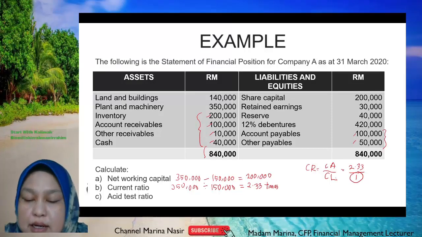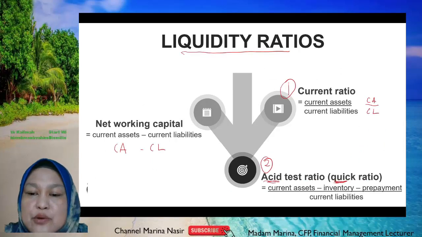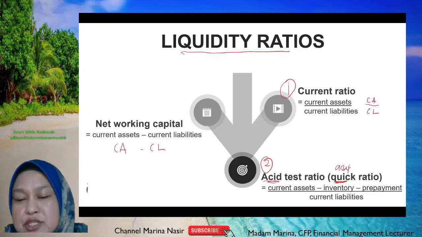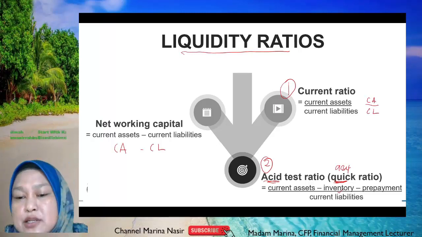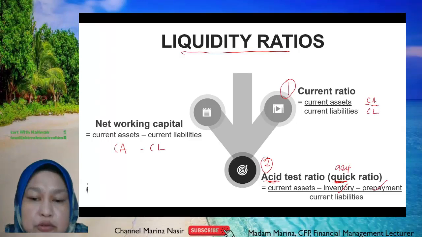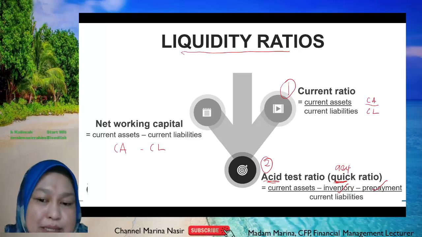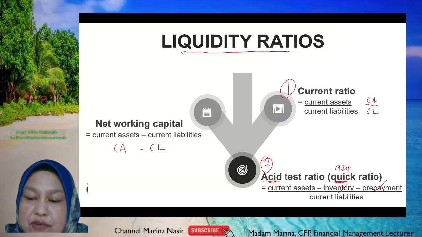How about acid test ratio or quick ratio? What is the formula? Acid means quick. Quick ratio means we only measure the quick asset. What is the quick asset? Only cash, account receivable, and cash equivalents. So we exclude inventory and prepayment. Prepayment ni kita masukkan inventory also, sebab bila kita hanya nak yang cepat saja, yang quick saja, yang acid, yang mudah cair. So we exclude inventory and prepayment.